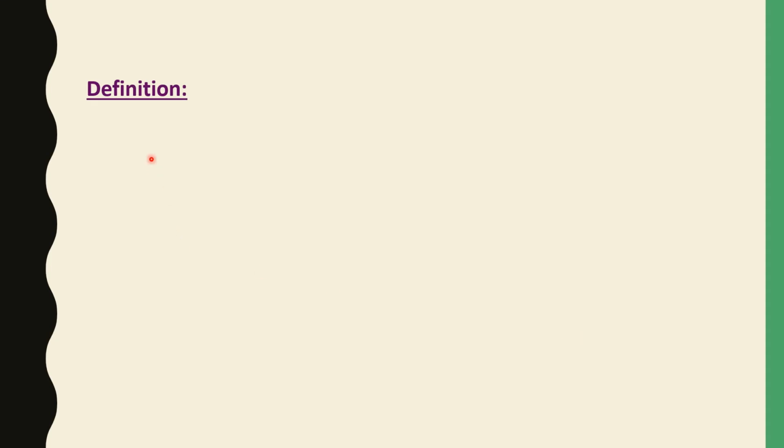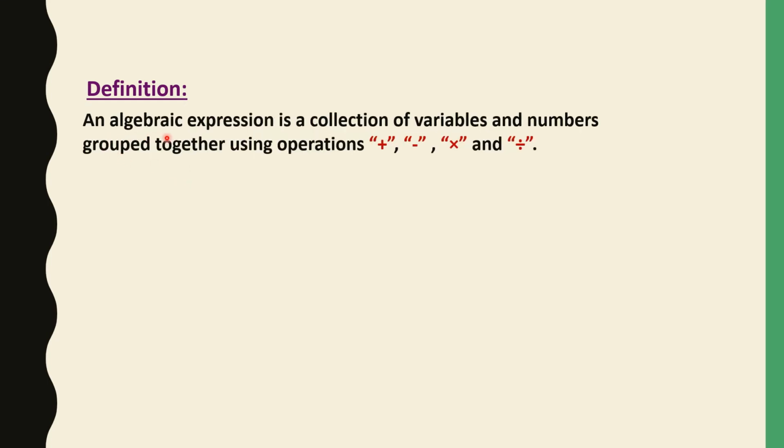Now, let's start with the definition of an algebraic expression. An algebraic expression is a collection of variables and numbers grouped together using operations addition, subtraction, multiplication, and division. First, let's explain what we mean by collection of variables and numbers. The word variable comes from the verb vary. It means changes. That's why we represent the variable by letters like a, x, y, m, n.